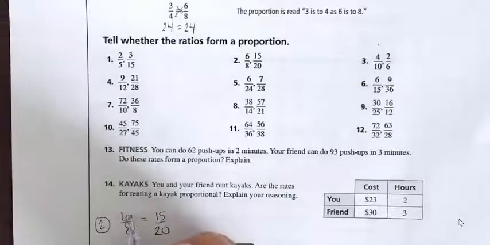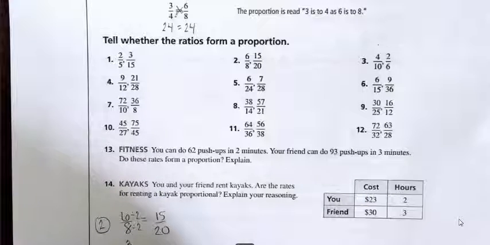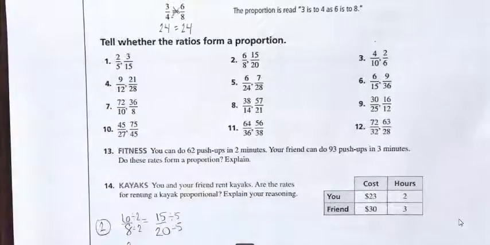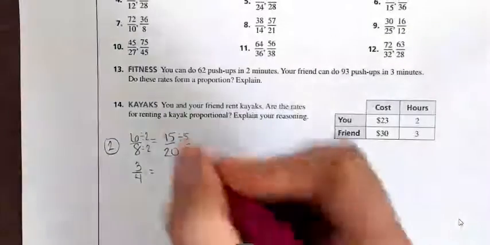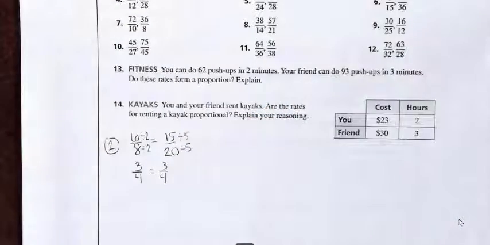So one thing I can do is divide top and bottom here by some number that they have in common, basically their greatest common factor, which is 2, and I end up with 3/4. And here the greatest common factor is 5, so I'll divide top and bottom by 5, and again I'm allowed to do that because it's like dividing by 1. And here I also get 3/4. So that did work, right? So they are proportional and I can say yes.